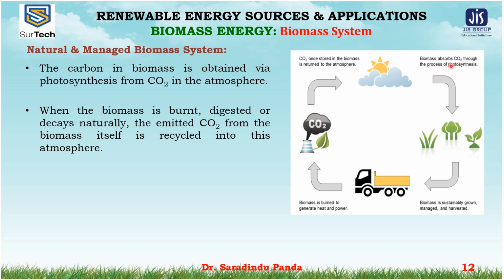So first the biomass absorbs carbon dioxide through the process of photosynthesis, then the biomass is sustainably grown, managed and harvested. Then the biomass is burned to generate heat and power and generate carbon dioxide, and then the carbon dioxide, once stored in the biomass, is returned to the atmosphere. This is the biological biomass cycle.